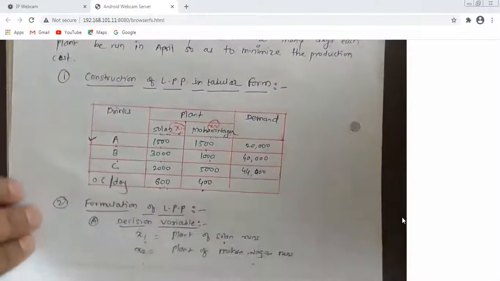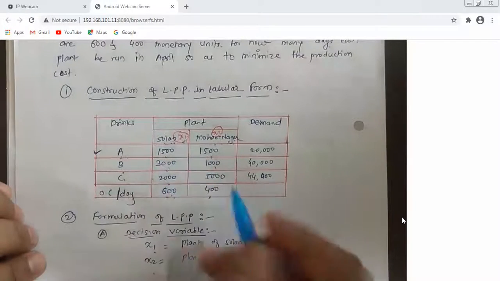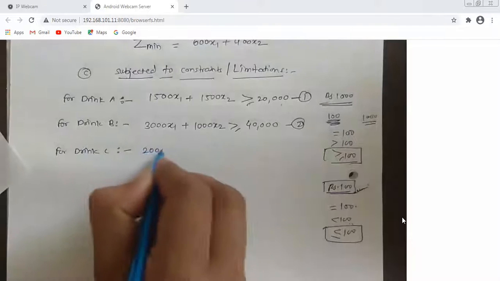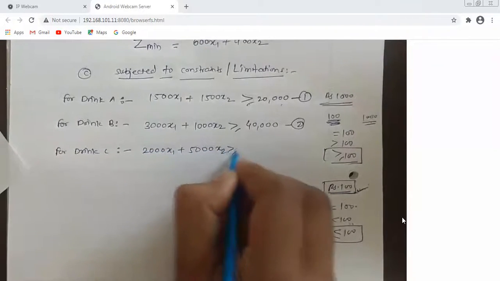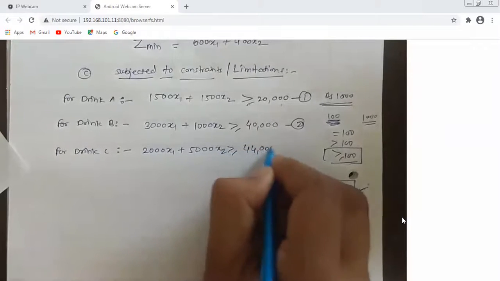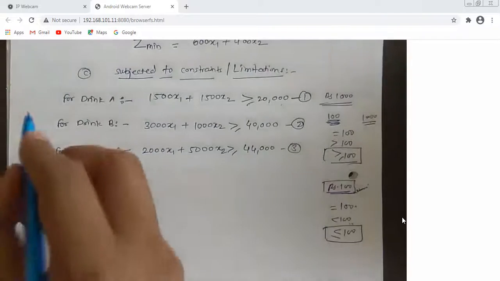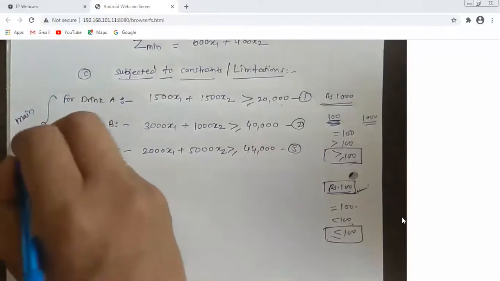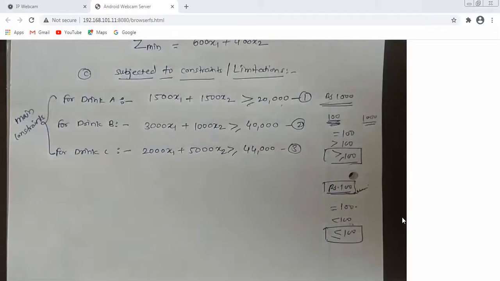Now what will become for drink C? That is 2,000 into X1 plus 5,000 into X2. Right? 2,000 into X1 plus 5,000 into X2 greater than or equal to 44,000. This will be our equation number 3. So see, these 3 constraints are called main constraints. Main constraint means they have been provided in the given numerical.